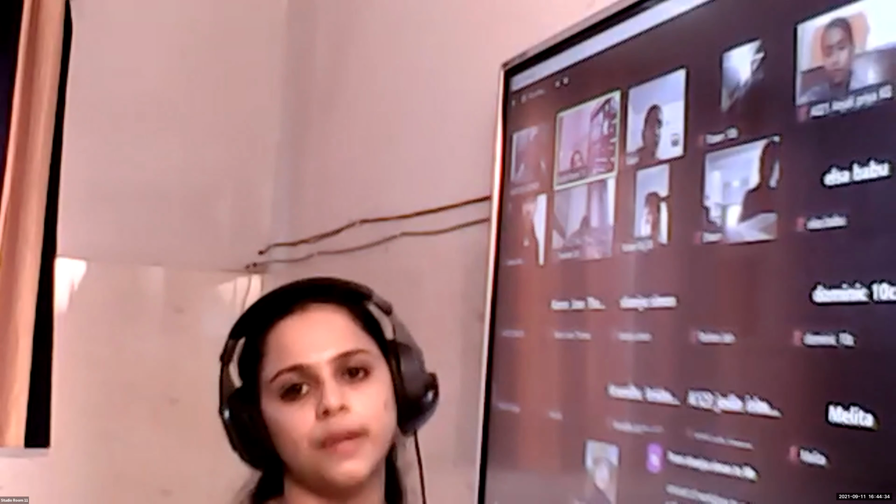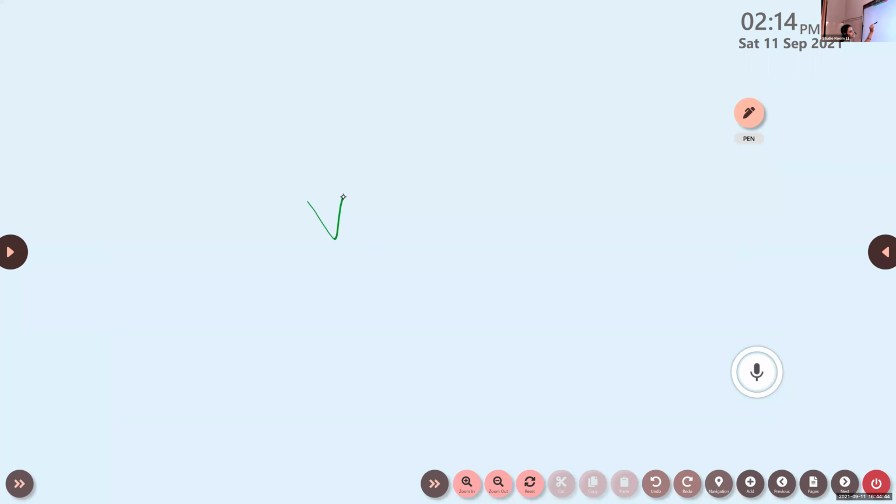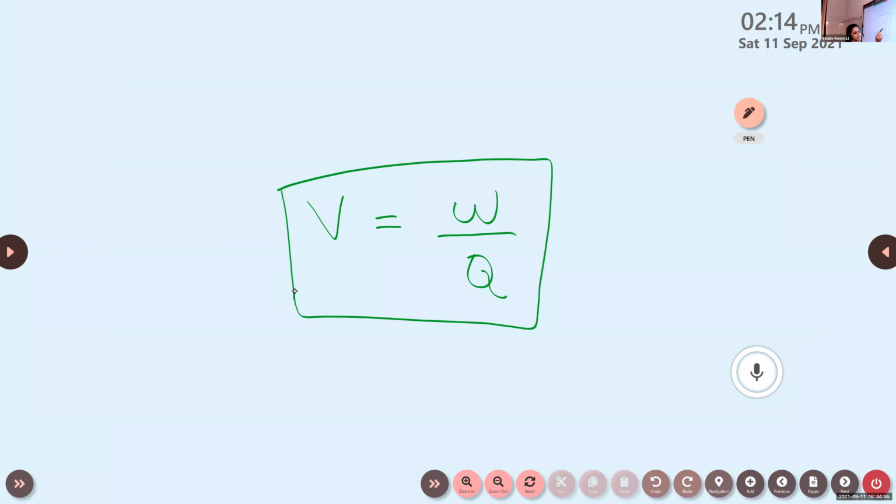V is equal to W by Q, because potential difference is the work done to bring the charge from one point to another point. Potential difference is known as voltage. If you are not remembering this definition, just try to recall the equation where W is the work done and Q is the charge. That is what is known as potential difference.